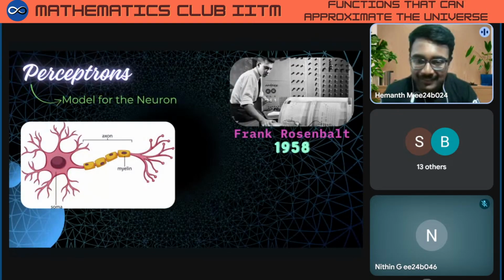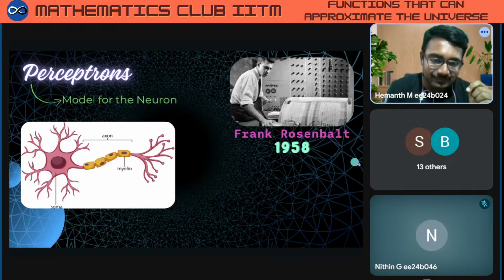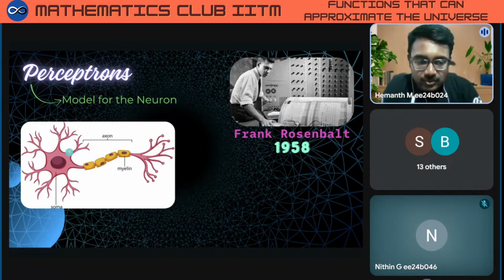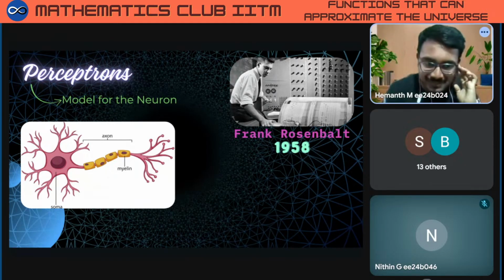In 1958, Frank Rosenblatt came up with a model for the neuron. So this is an image of the human biological neuron. All these branches that you can see are connected to several other neurons. Like this branch is connected to another neuron. Here also, several other neurons are connected to this particular neuron. So this is how this neuron is connected to many other neurons.